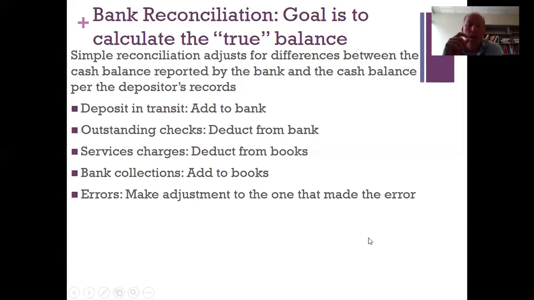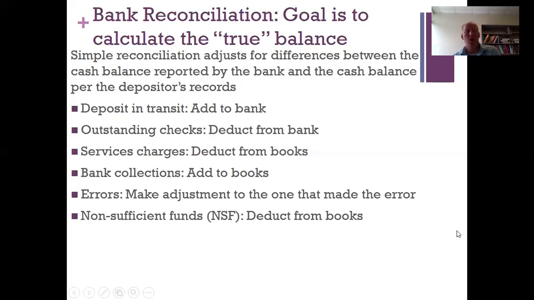Okay, errors. An error is simply someone made a mistake. Whoever made the error, we need to make the correction in their record. So if the bank made the error, we need to correct it with the bank. If we made the error, we need to correct it on our books. So think about, we should have recorded a $100 expense. Instead, we made a mistake. We added an extra zero. We recorded an expense of $1,000. So we would need to add back to our books $900 to get us back to the expense of $100 to fix the error. So it's really the difference between the correct amount and the error.